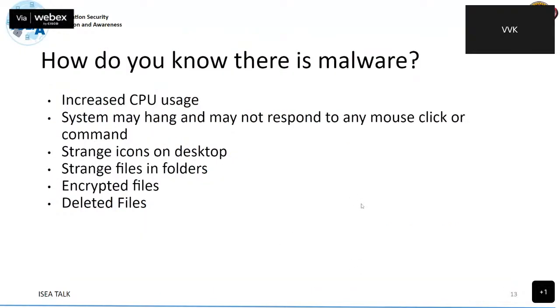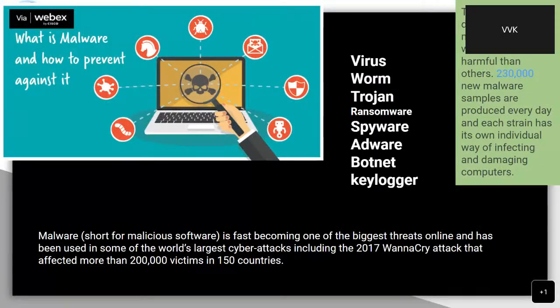All said and done, if the malware is already in your system, how do you know there is malware? Increased CPU usage, or the system may hang up and not respond to any mouse click or command. Strange icons might appear on the desktop. Strange files may appear in the folders. The files may get encrypted, or sometimes the files may get deleted.